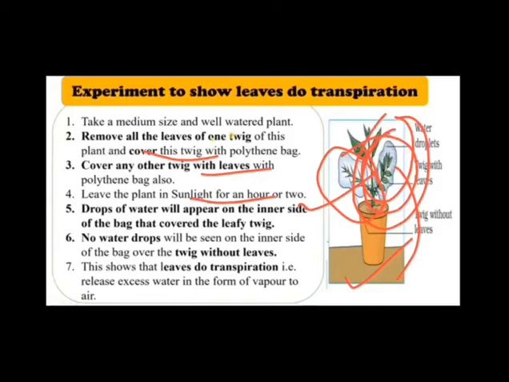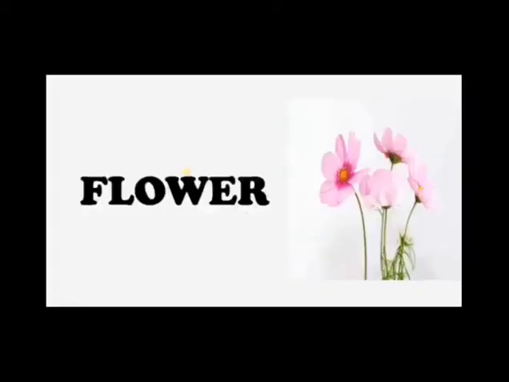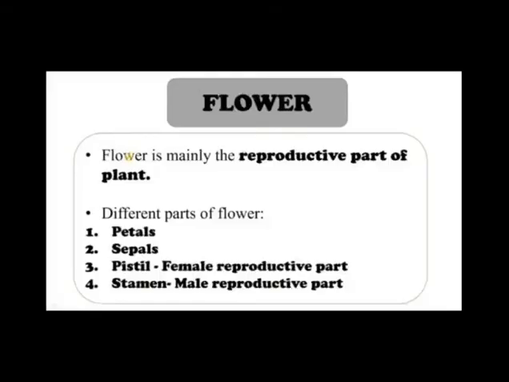So after studying leaves and stem, now we will study flowers. So what is a flower? Flower is mainly the reproductive part of the plant, and the different parts of the flower are petals, sepals, pistil and stamen. The pistil is the female reproductive part of the flower, and the stamen is the male reproductive part of the flower. We will now discuss all these parts in detail.